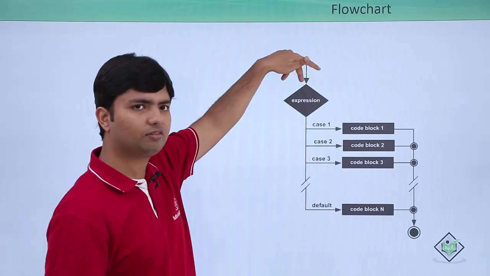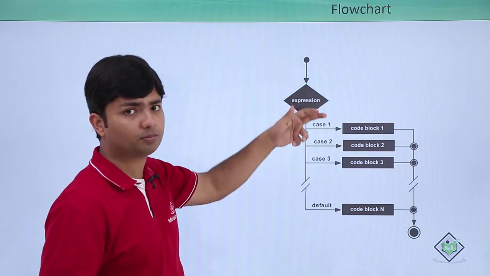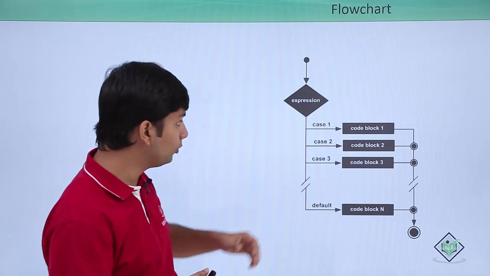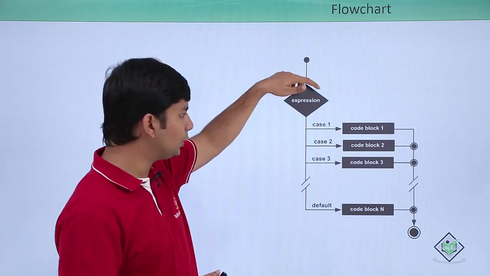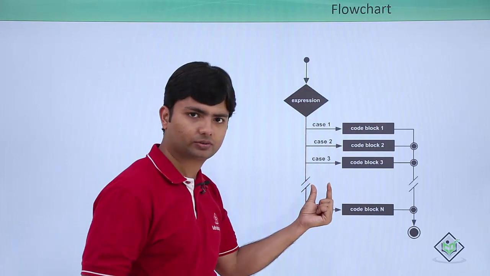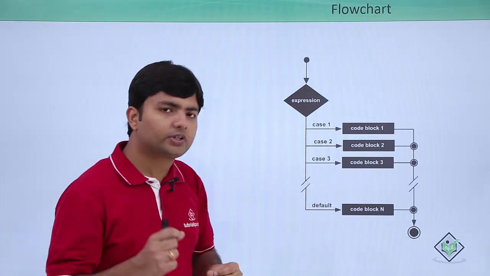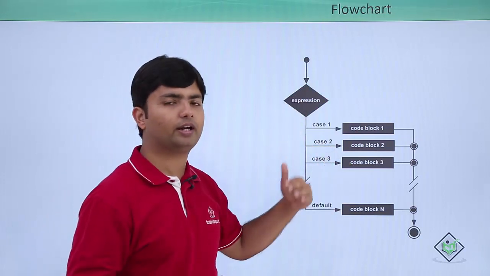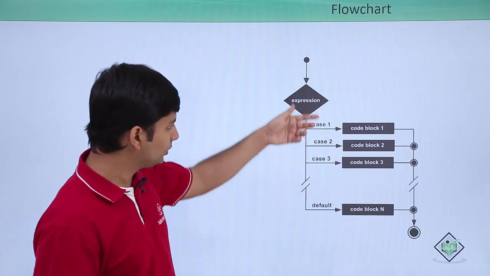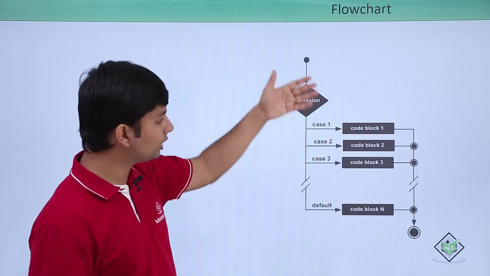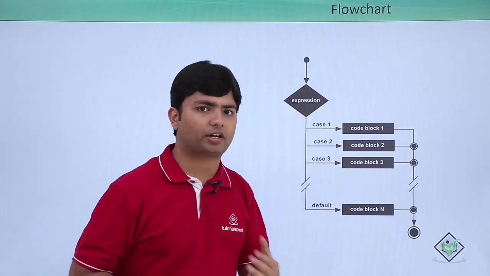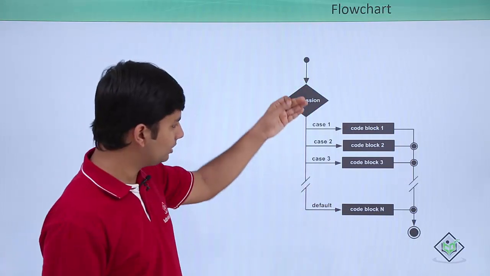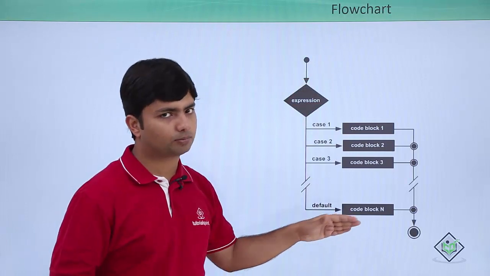Initially we will pass any expression or a variable, and that will return a particular type of value, and on the basis of that value type I will add the multiple cases. Whichever is the appropriate case in the switch statement, that particular case statement will get executed. As you can see, it is not coming one by one, it will directly come onto that respective case. But if none of the cases is satisfying the switch, then the control will come to the default block.